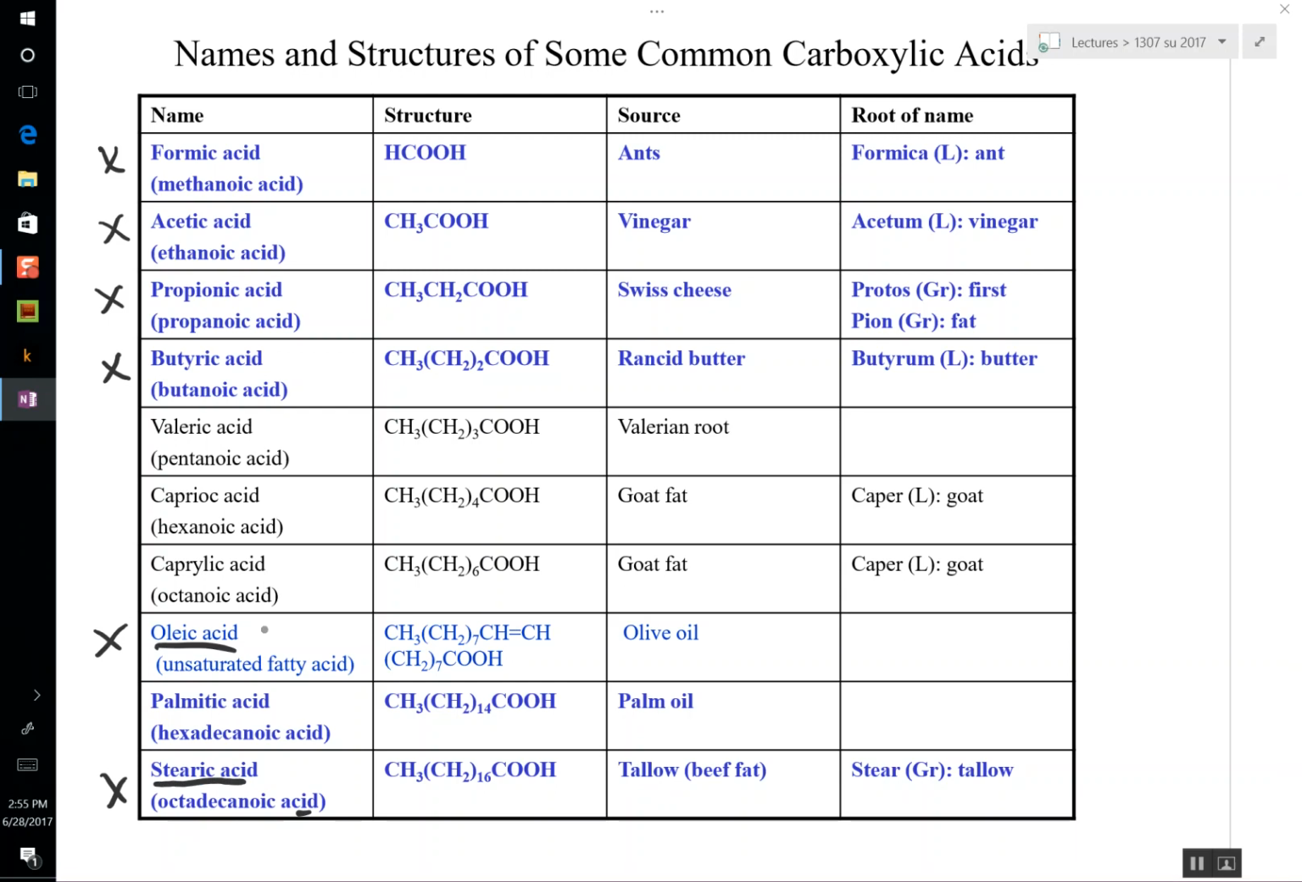Formic acid. Now in chapter 13, you learned formaldehyde, right? It was a 1 carbon aldehyde. Formic acid is a 1 carbon carboxylic acid. That's its common name. Its IUPAC name is methanoic. 1 carbon. Methane, methanoic.